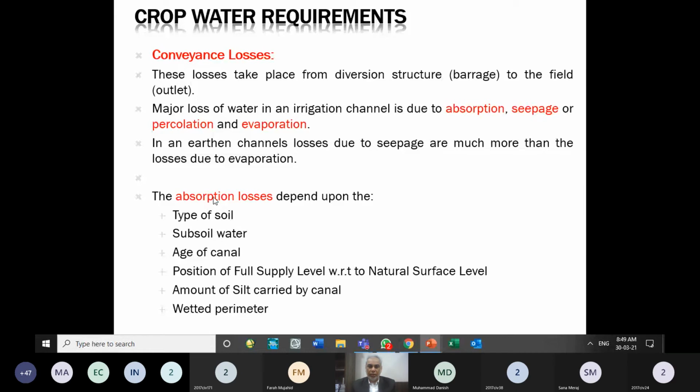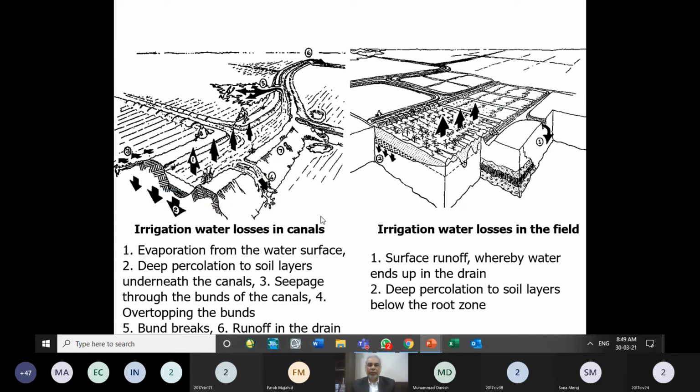Mainly it is the soil. The rest are, most of the time, not under our control. Soil type: if it is sandy soil, huge losses will be there. If it is clay soil, fewer losses will be there. And if it is a lined canal, losses are less. So these are some of the factors which affect the losses.